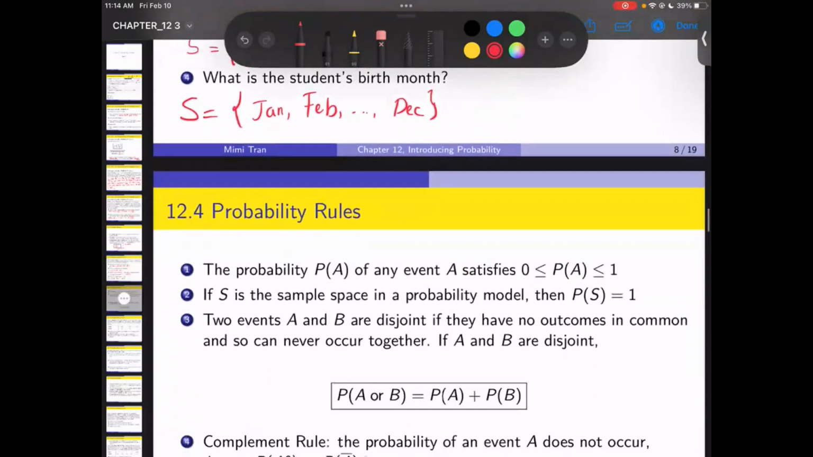Here are some properties of probability. First, the probability that event A occurs is within 0 and 1. Minimum is 0 and maximum is 1. So when I ask you to calculate a probability of some event, if you have a negative number or greater than 1, something is wrong.